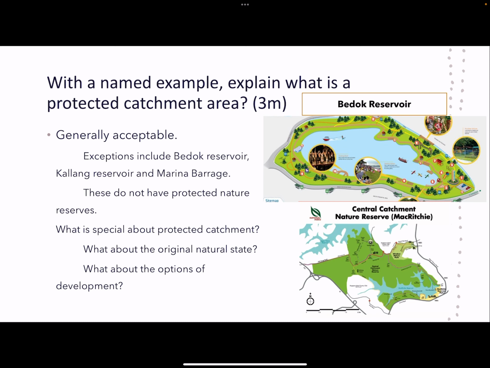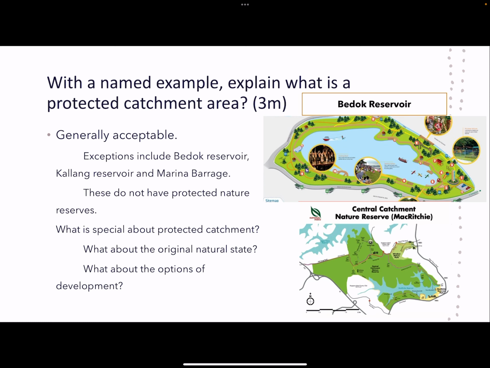So when you look at Bedok Reservoir, it has a sort of green belt around it. However, that's a very small belt compared to what you see in the lower image here of McRitchie. You can see that the quantum of the green belt is massively different. Okay, so this is important.